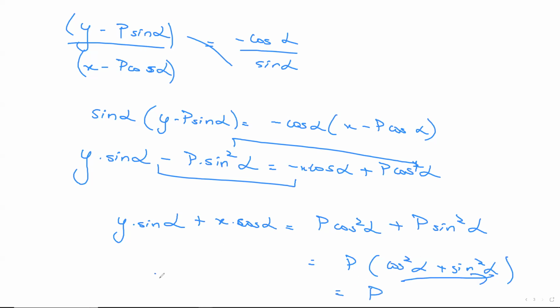Left hand side, rearrange it. x comes first, so x cos alpha plus y sin alpha is equal to p. This is the meaning of normal form. That's all. So to repeat it, we will draw one straight line.